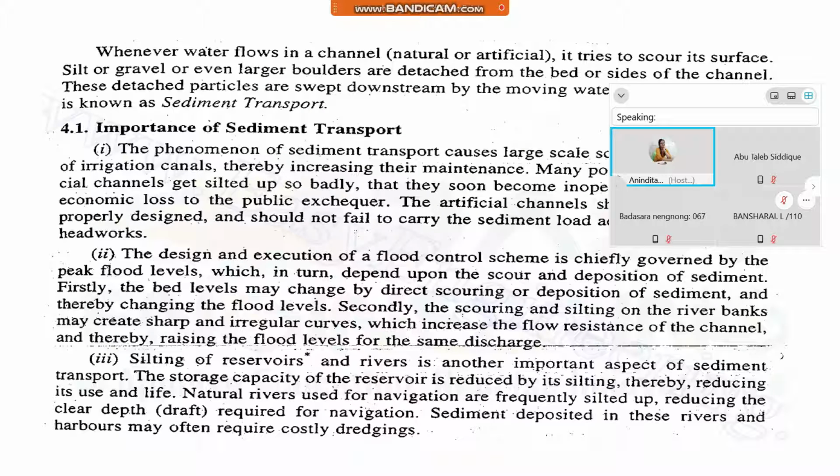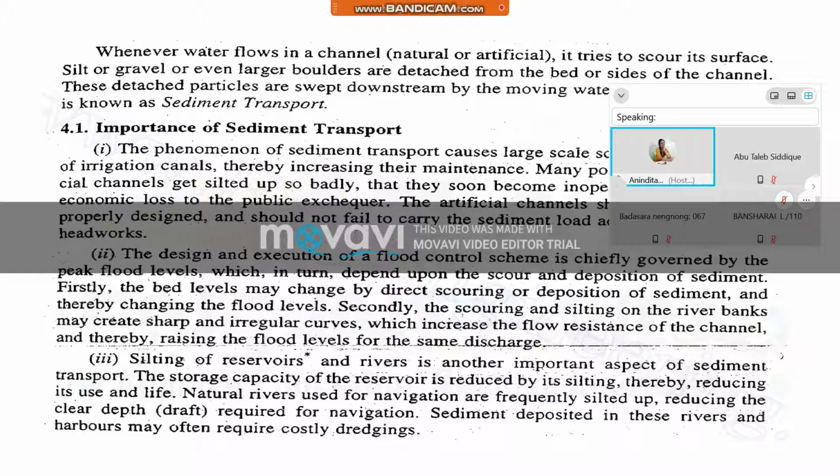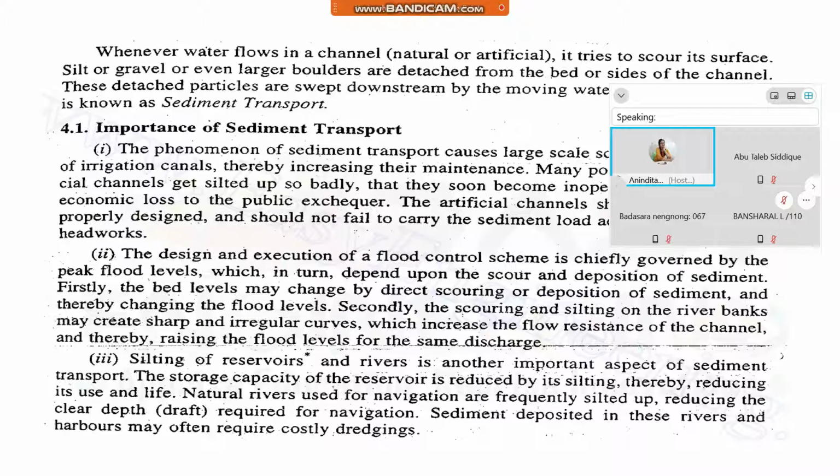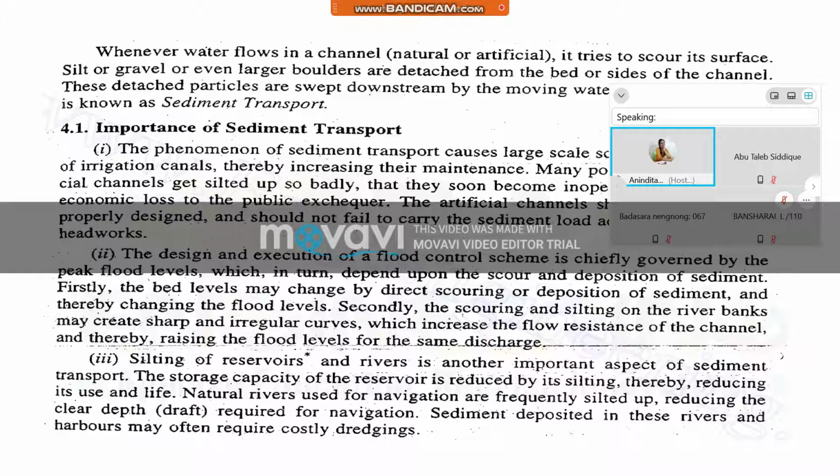Importance of sediment transport. What is sediment transport? Whenever water flows in a channel, be it natural or artificial, it tries to scour its surface. Silt or gravel or even larger boulders are detached from the bed or sides of the channel. These detached particles are swept downstream by the moving water, and this phenomenon is known as sediment transport.